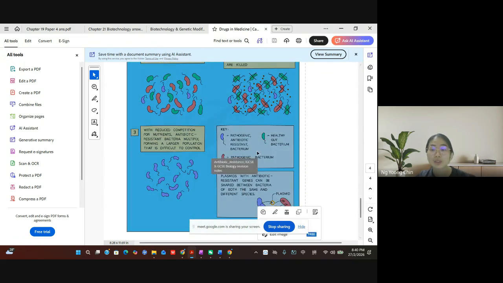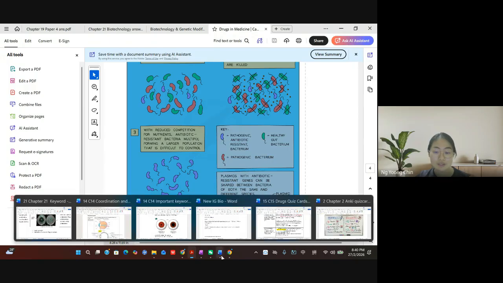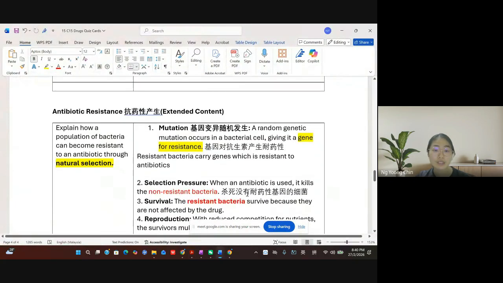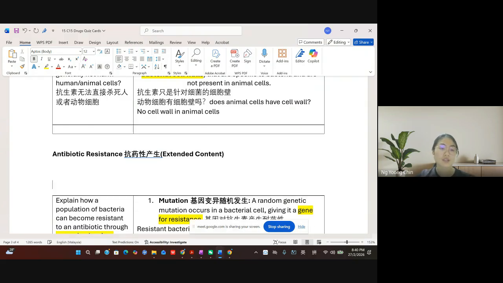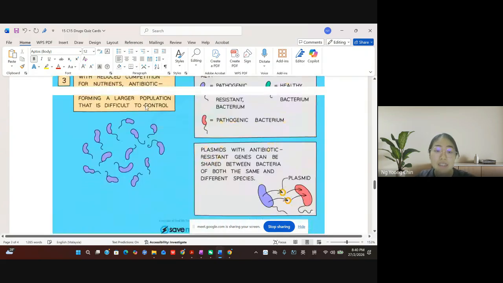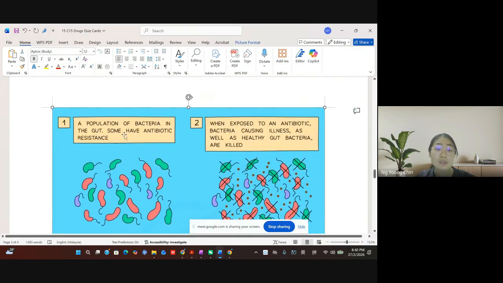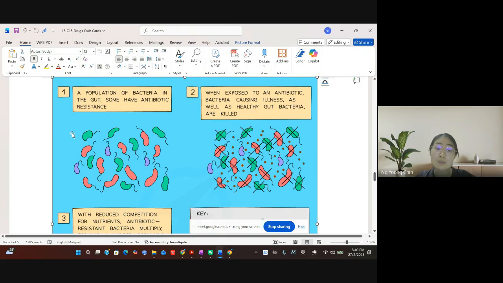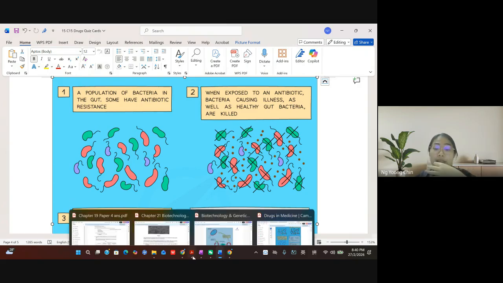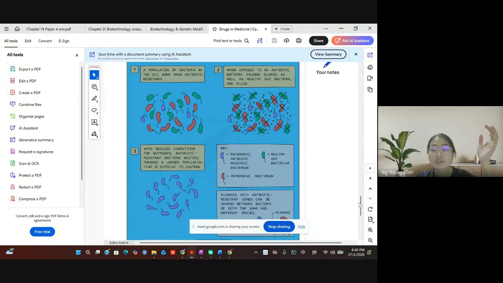Just need to memorize this one. Okay, I'll put it here first, and then I'll send it to you again. For your information, in chapter 15 you only need to study about antibiotic resistance. You don't need to study alcohol or drugs like morphine and heroin, they are not included in your syllabus. That's why you see chapter 15 is very short.